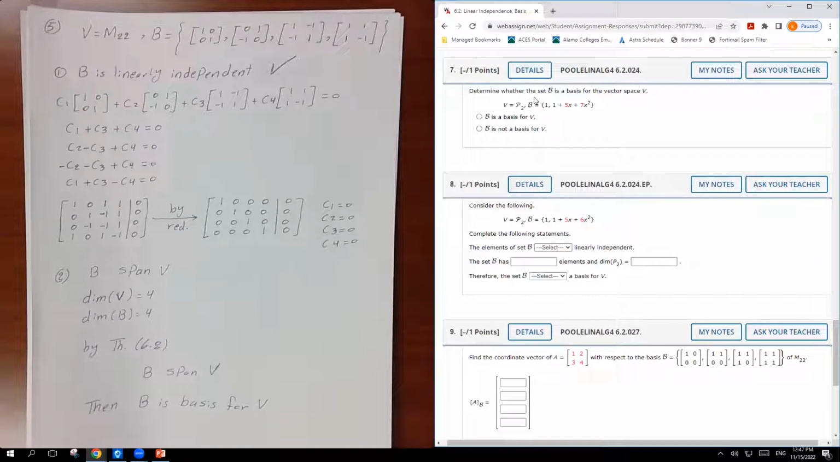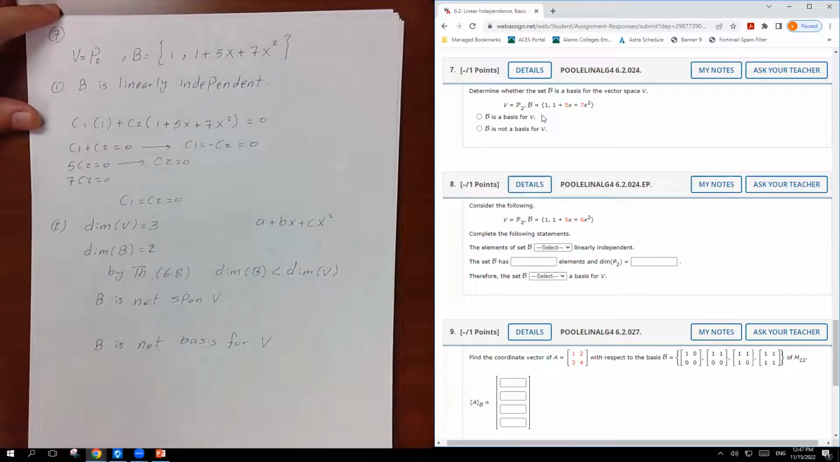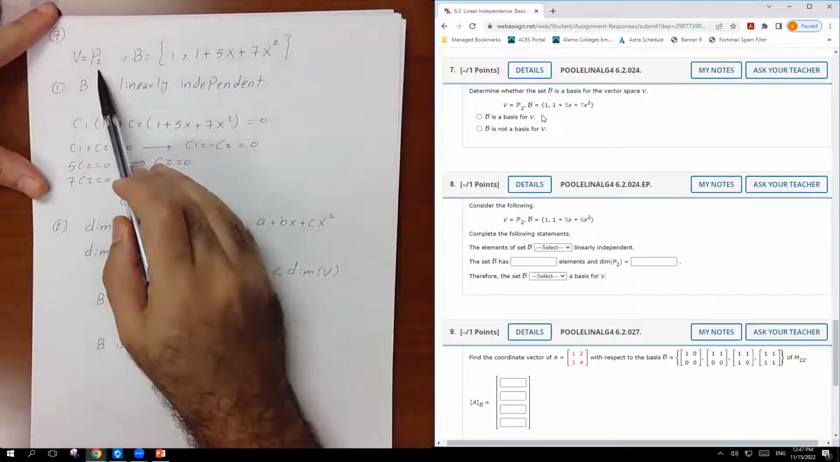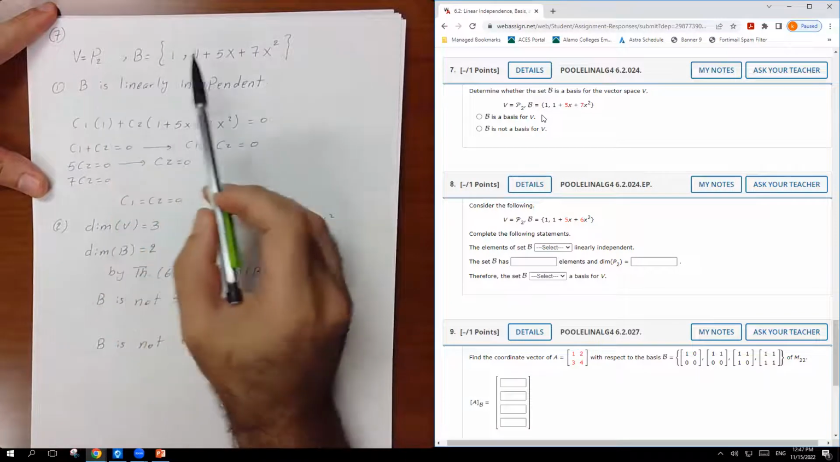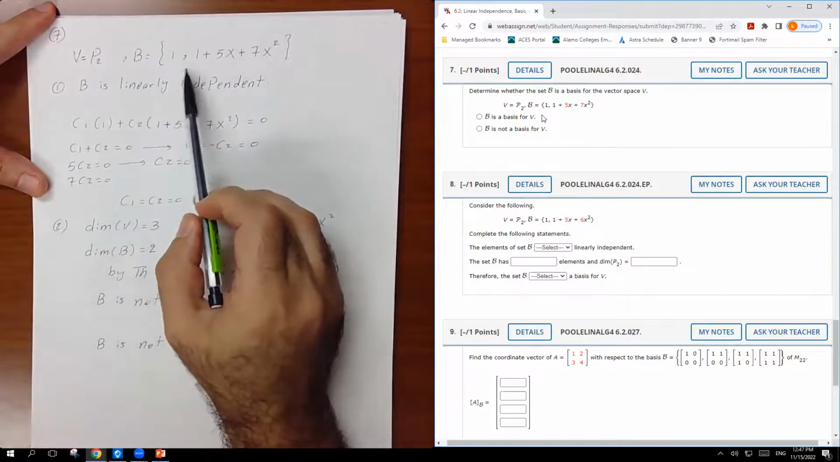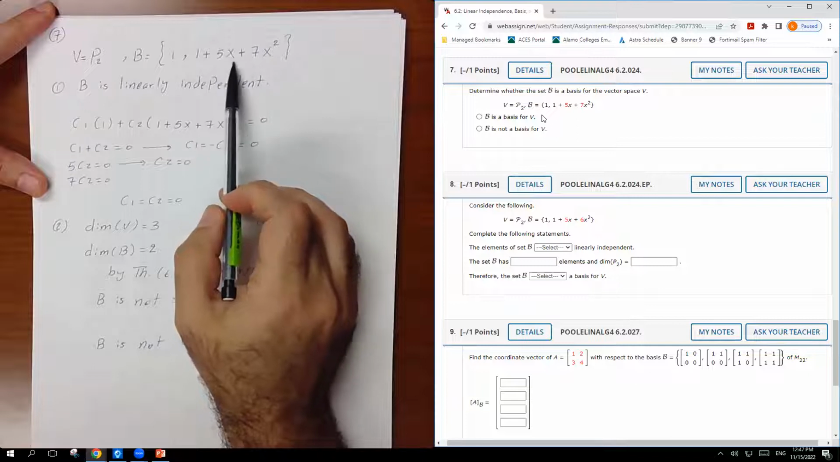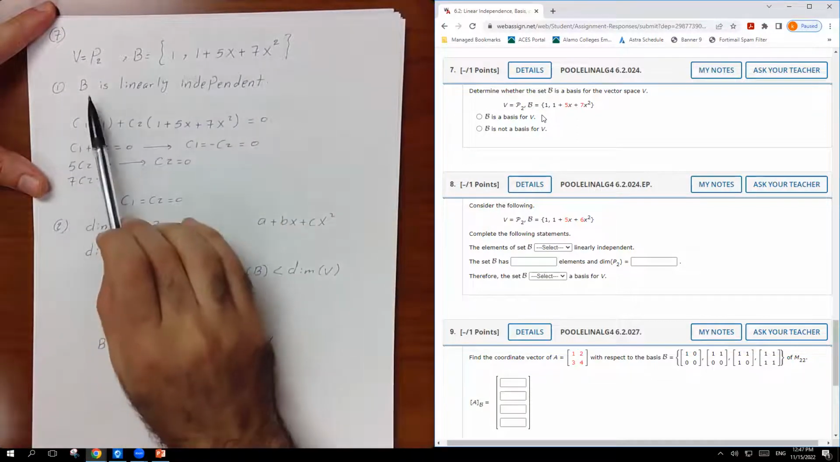Example 7: determine whether the set B is a base for the vector space V. Now we need to check this one as a base. So first of all, you have to check that this is linearly independent. Then you're going to check, is B a base for V? That's what we need to check. V is all polynomials with degree 2. Here is the set, which is 1 plus 5x plus 5x plus 7x squared. B is linearly independent.